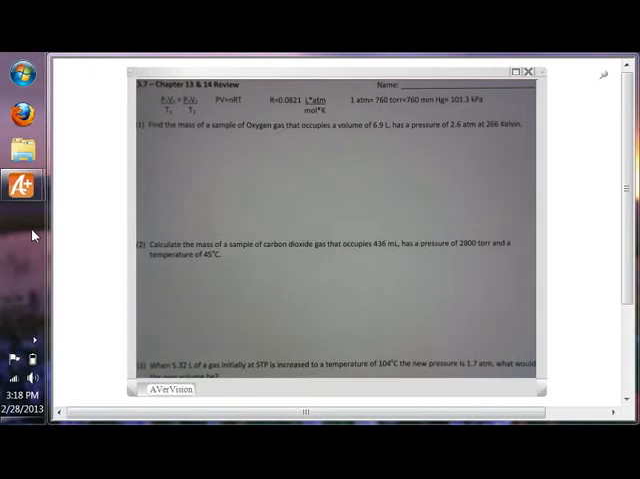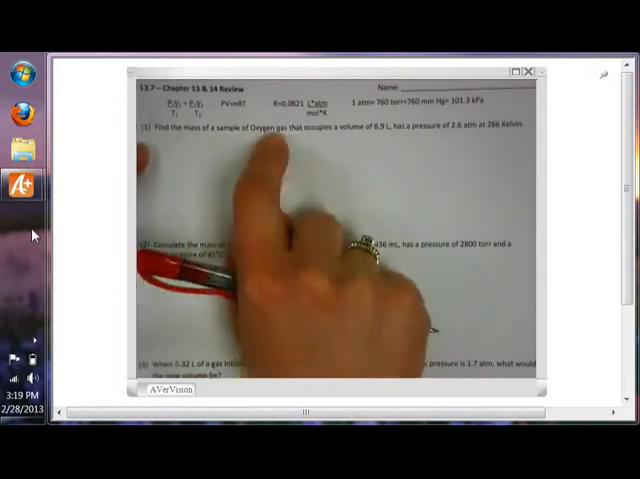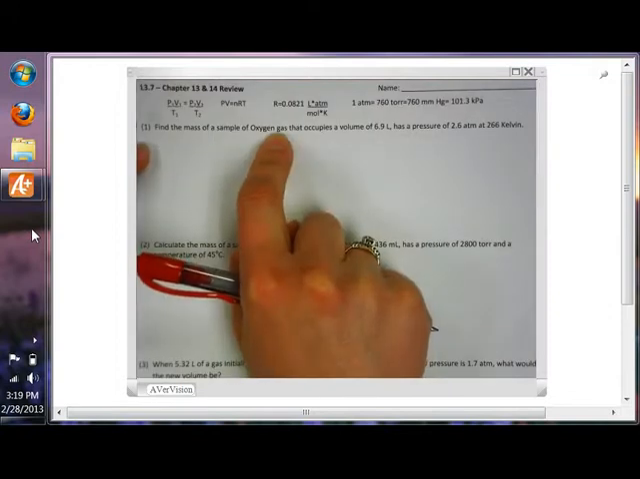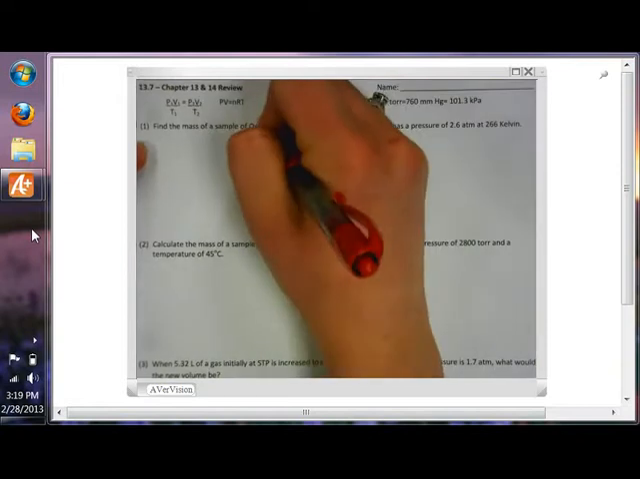Okay, so I'm just going to go ahead and get started with number 1. Number 1 says find the mass of oxygen gas. That lets me know right away that it is going to be PV = nRT. So I'm just going to go ahead and write PV equals nRT.